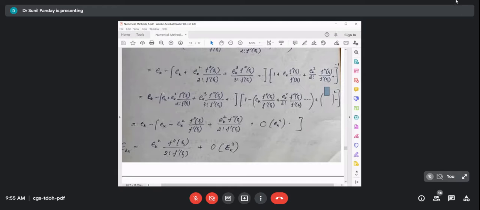Again, the next step is to multiply this to the first term. If we multiply epsilon k to the first term, we will have this one. Now we multiply this to the first term, we have this one.